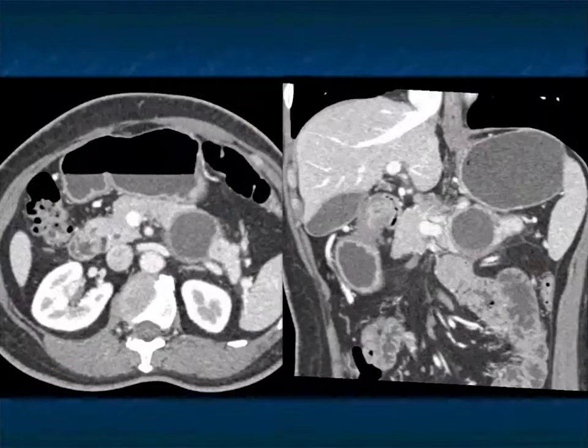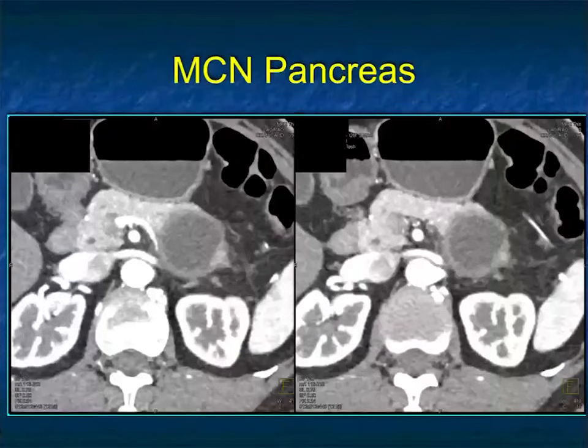I tell you the patient's 50-ish. You're pushing yourself to go with an MCN, which this indeed was. The thickening of the wall was of concern, but this ended up being low-grade dysplasia upon resection. Most people will recommend resection of MCNs of the pancreas.